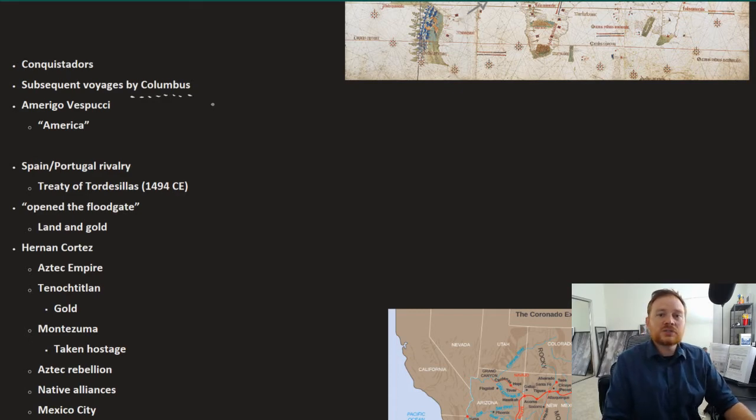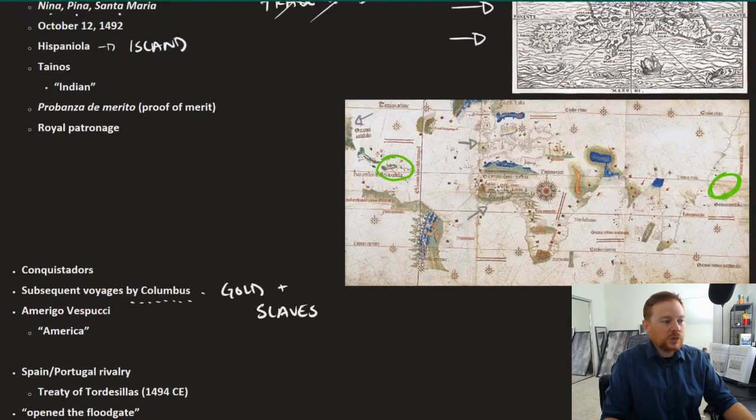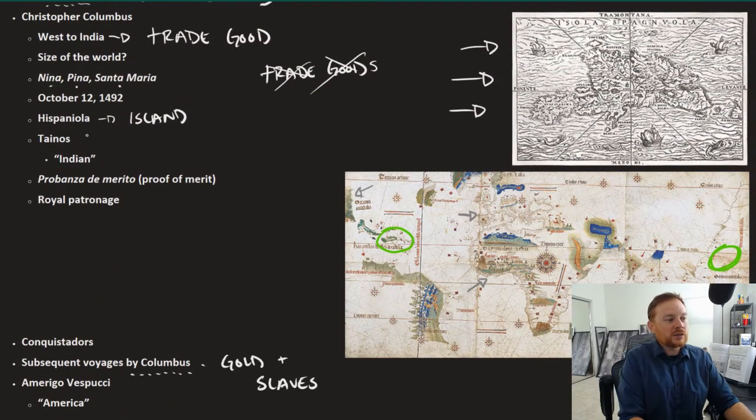And even though Christopher Columbus never fully understood where he was, others would. He promised that he could bring back gold and slaves, right? The people that he interacted with were the Taínos. Christopher Columbus had mistaken the Taínos for people who lived in the East Indies, referred to them as Indians, which is a term that has ever since stuck.